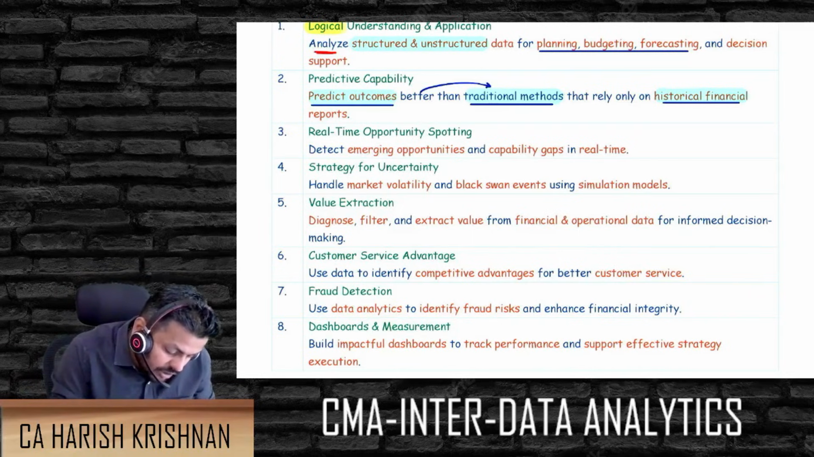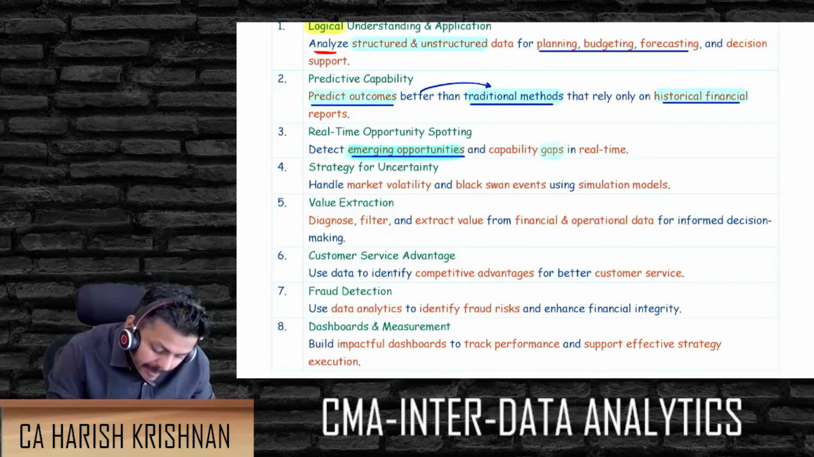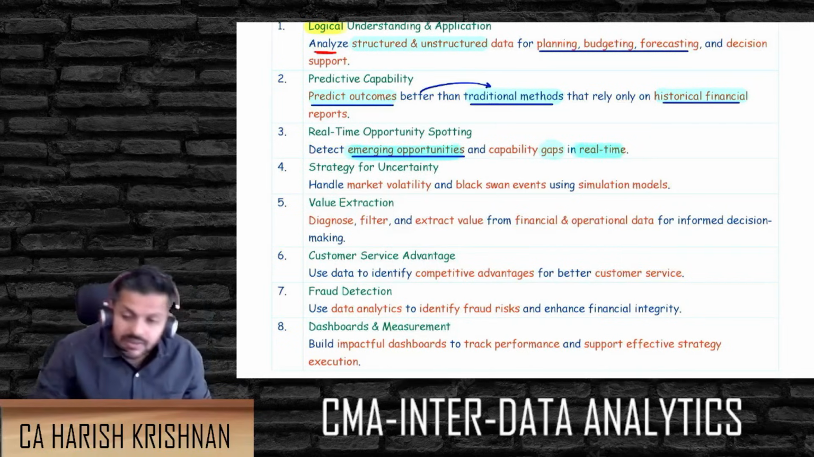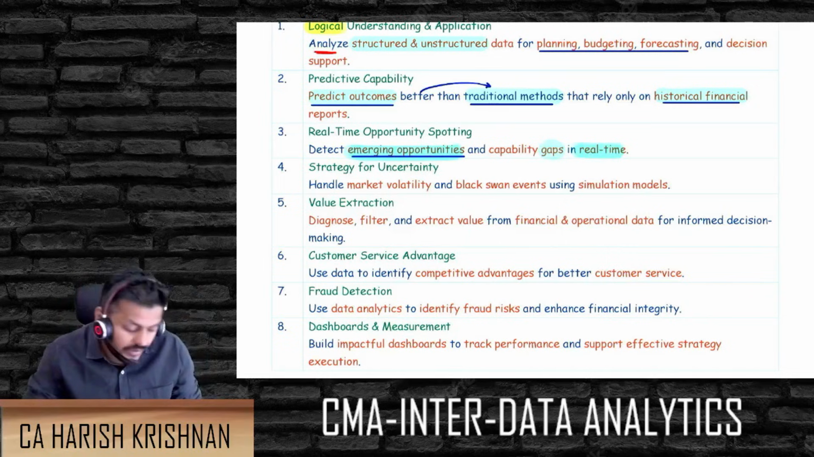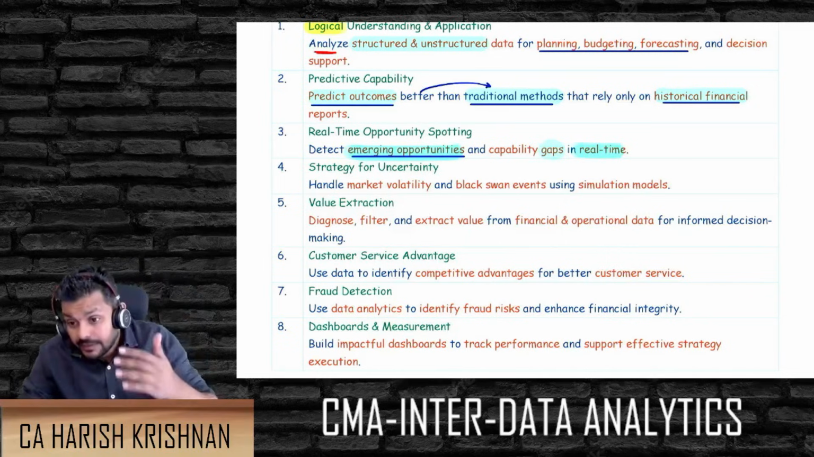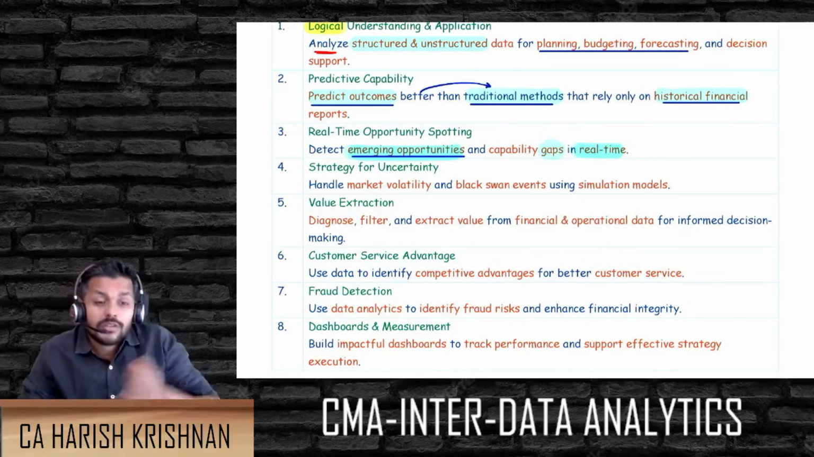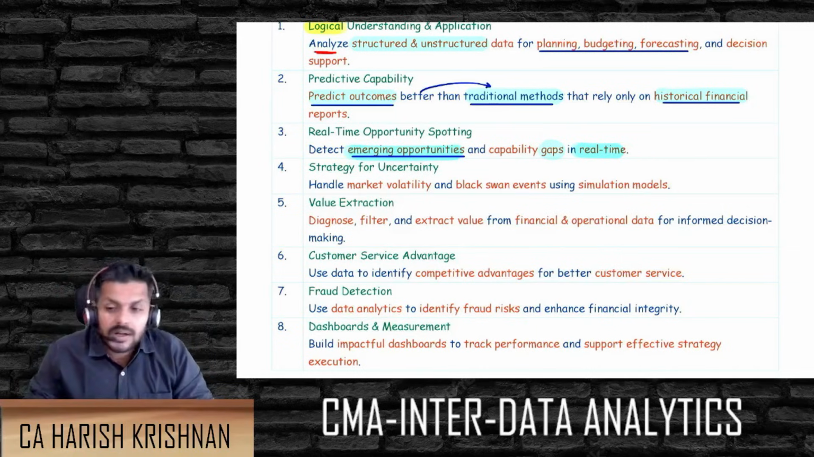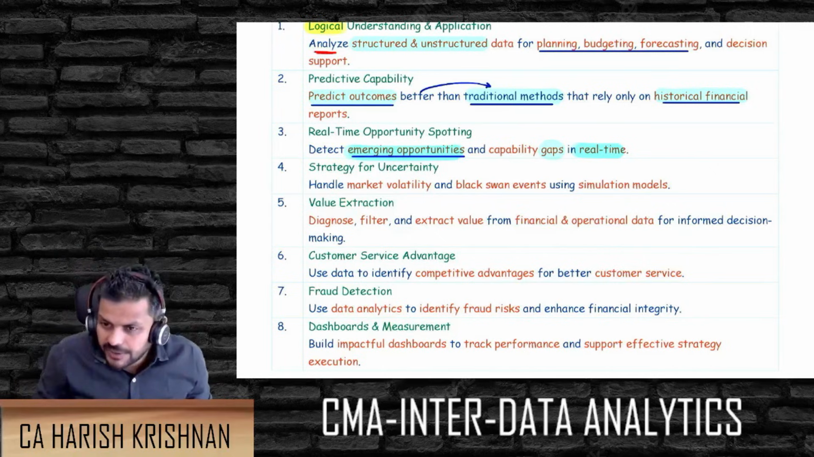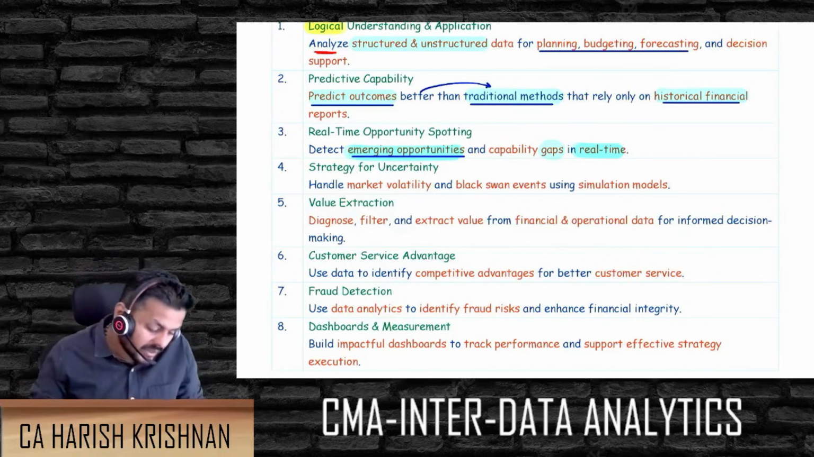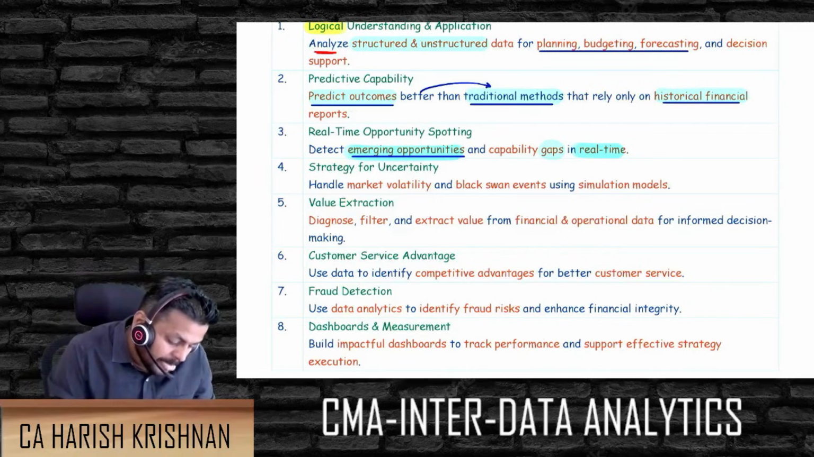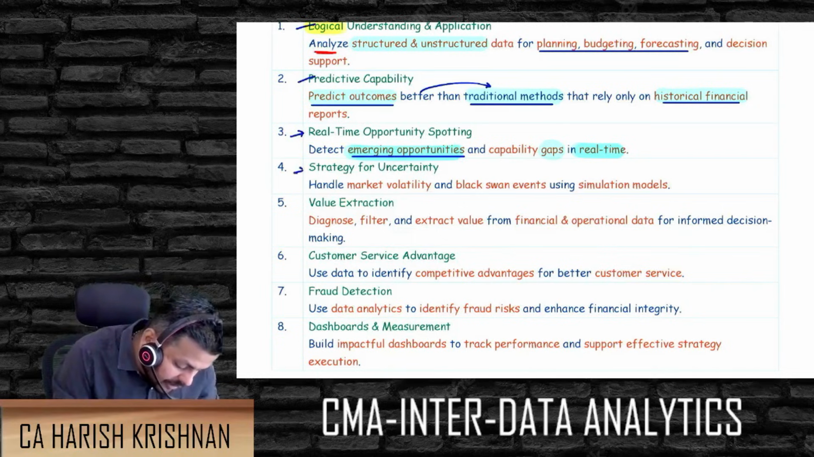So we are talking about real time opportunity spotting. Detect emerging opportunities and capability gaps in real time. Any opportunities there? If I take up something, what can go wrong? Sir, are you suggesting that we have to do some type of a SWOT analysis here? Yes, maybe that is how it looks, if you see it closely. So: logical understanding, predictive capability, opportunity spotting, followed by a strategy for something uncertain.